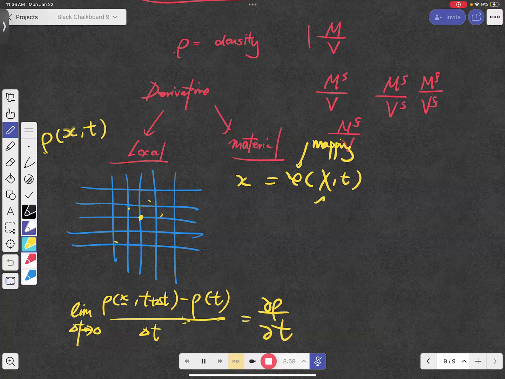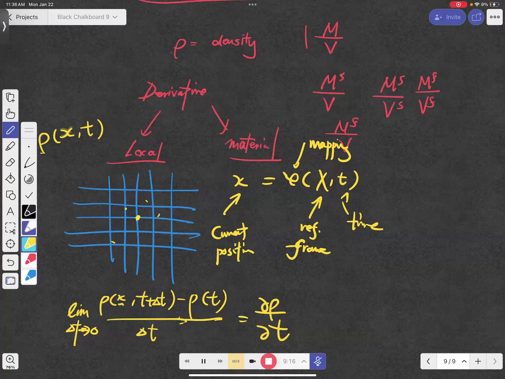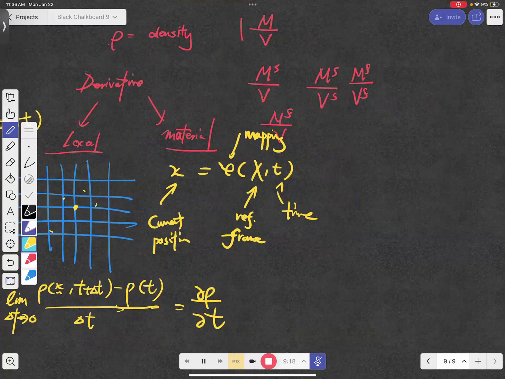Okay, and this X is for reference configurations, reference field, and T is time. Okay. And X is actually called the current time, current positions. Okay, so far so good. Okay, what is the property of that mapping?